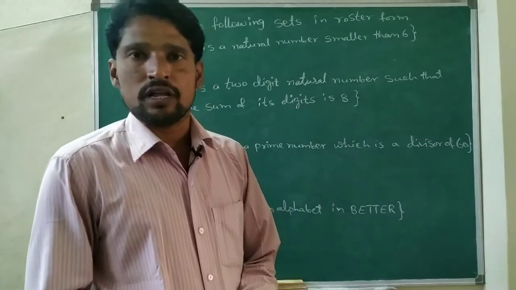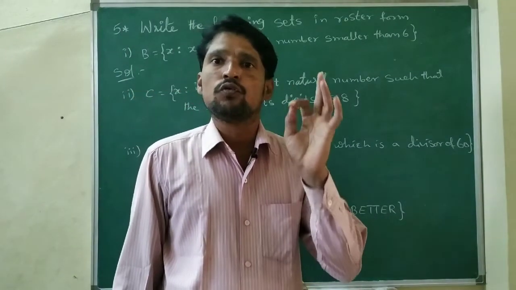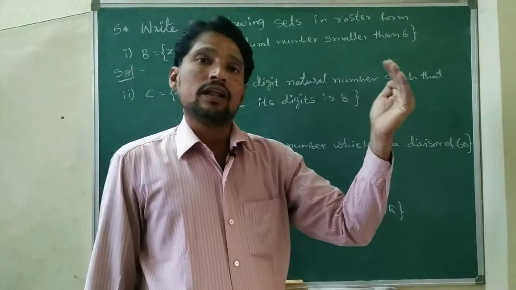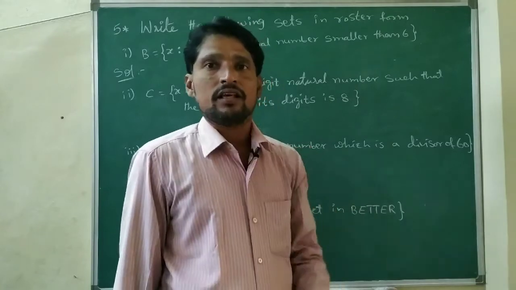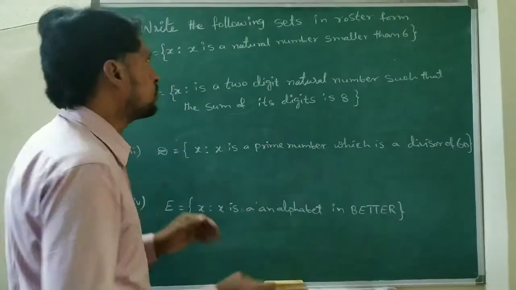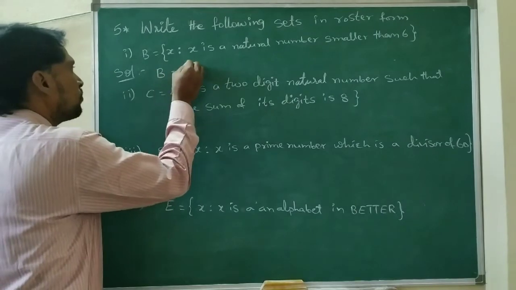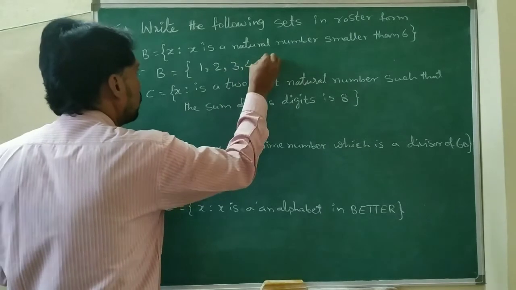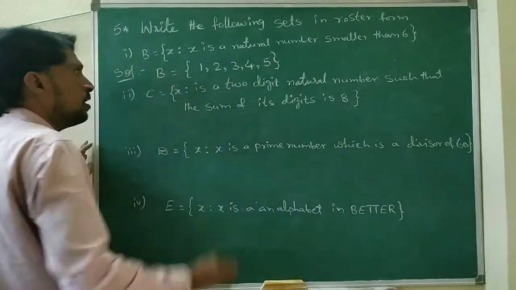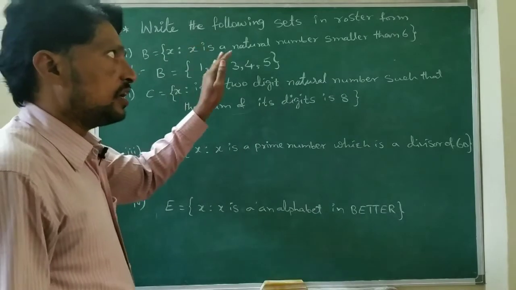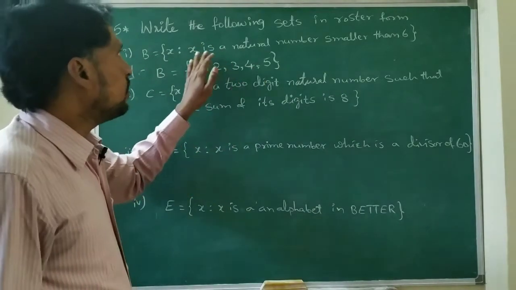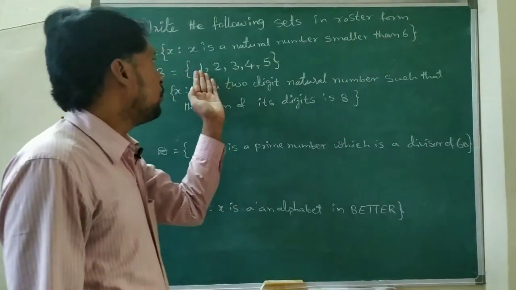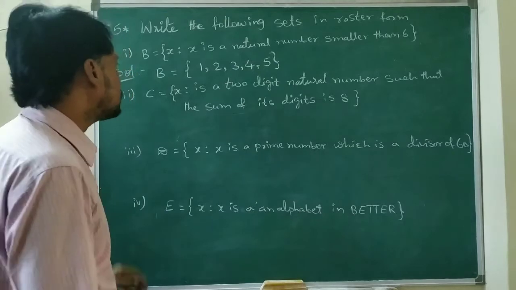What are the natural numbers? 1, 2, 3, 4, 5, 6, and so on are called natural numbers. Up to how many can we take? Smaller than 6 means less than 6, so up to 5 we need to take. So B equals 1, 2, 3, 4, 5. So x such that x is a natural number smaller than 6 means 1, 2, 3, 4, 5. Next, the second one.